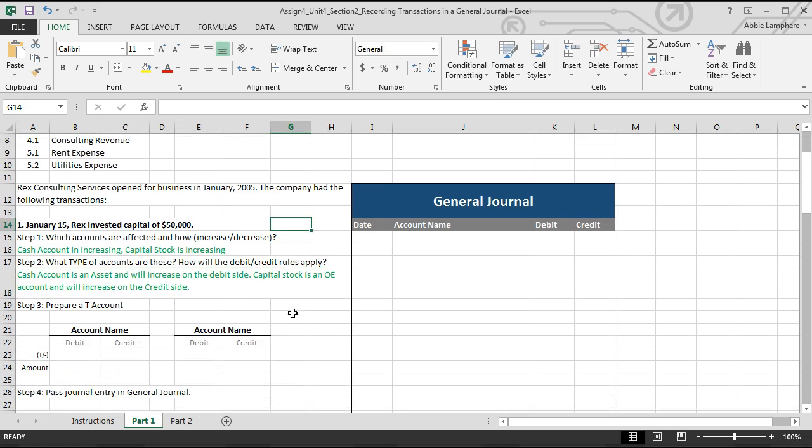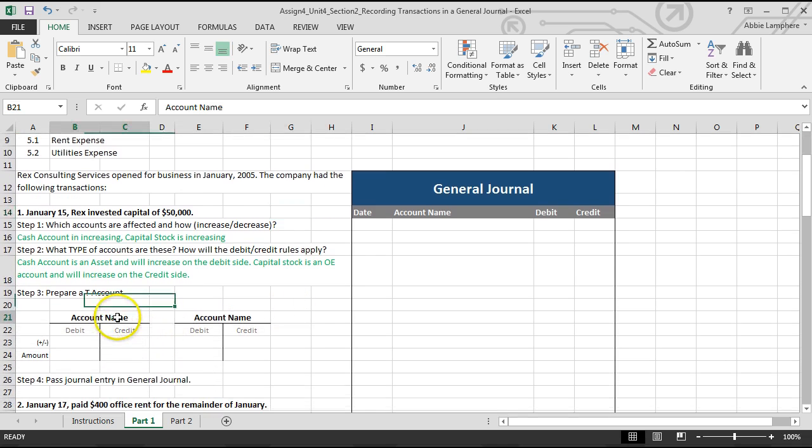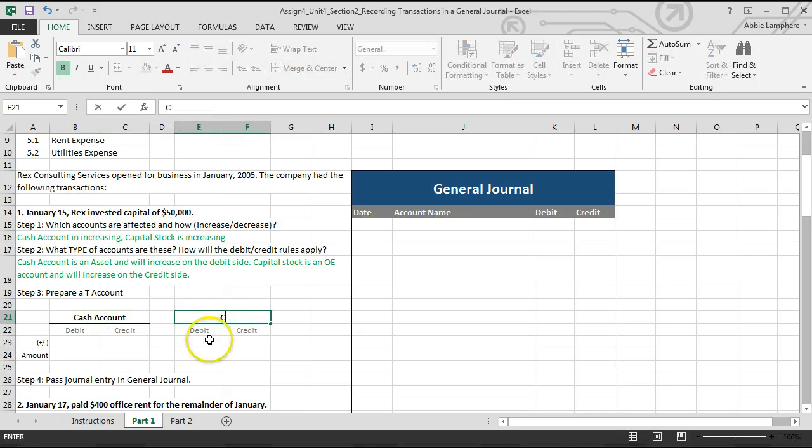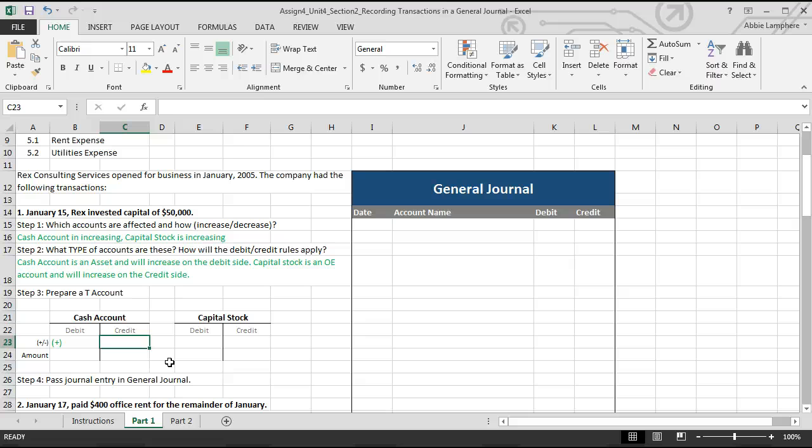So the next step is to prepare these T accounts. I have to fill in my account names that I'm using: cash account and capital stock account. Do they increase or decrease? My cash increases on the debit side, decreases on the credit side. Capital stock decreases on the debit side and increases on the credit side.